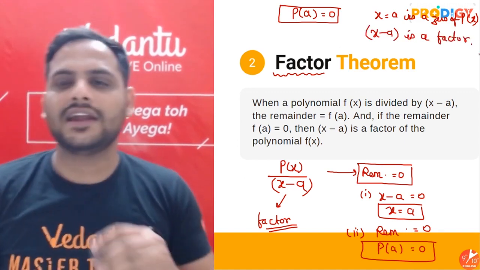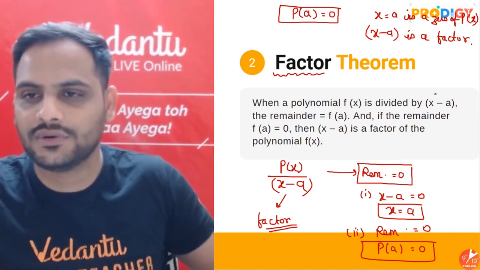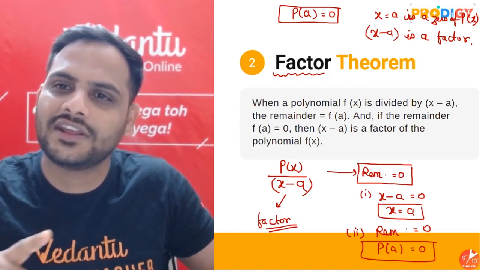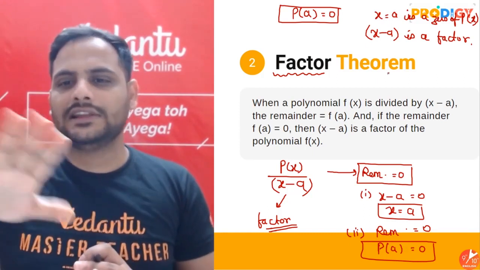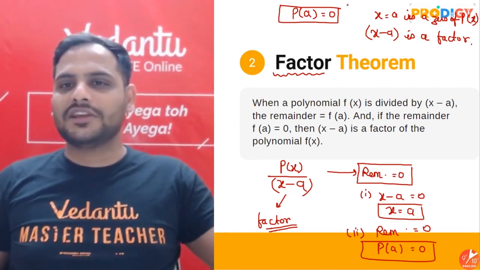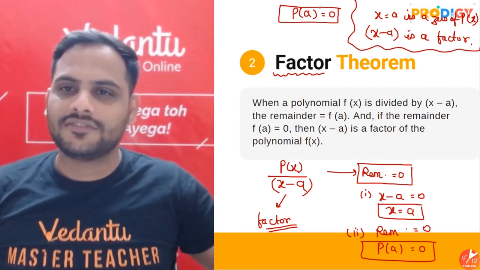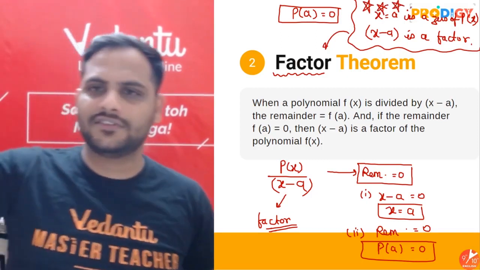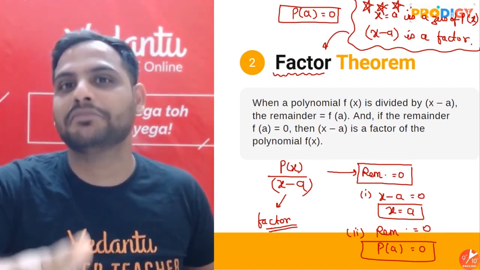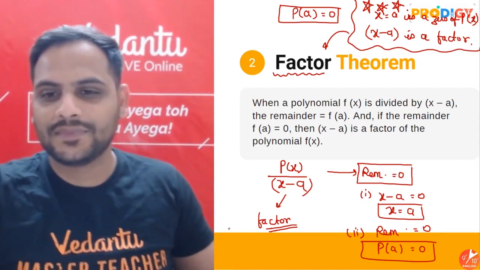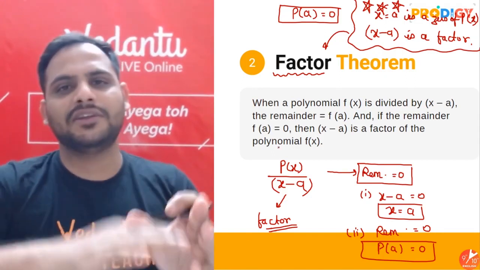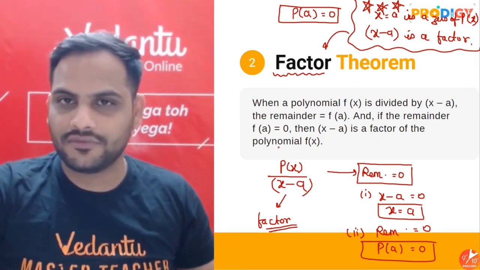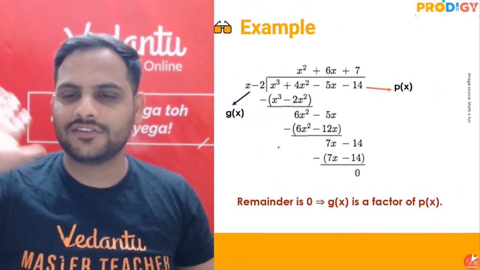So from here we can get the relation that if I get to know any one value, suppose x equal to a is a zero, how do I get the factor of that? Shift a over there, so x minus a will be a factor. This is the most important application of this factor theorem, which I'll tell you in the next class. I'm just giving you the idea so that you keep your mind prepared for the next class. But right now, factor theorem is very easy. If the remainder comes 0, the given divisor is a factor of the polynomial p(x). Simple thing.